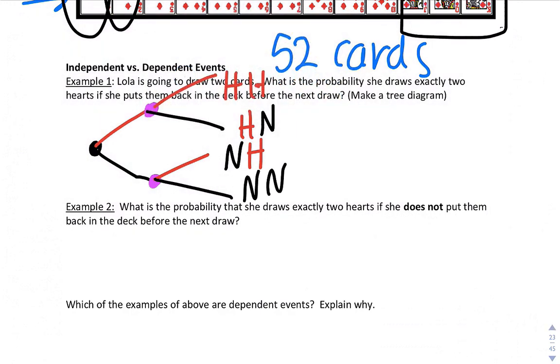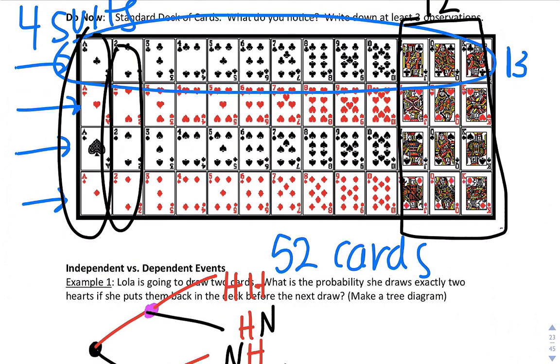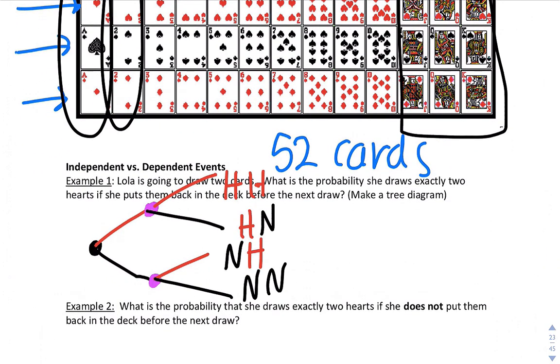And let's think about probability. So the probability that she gets a heart is, if we take a look at the hearts, there's 13 out of 52 cards that are hearts. So this would be 13 out of 52. That's also the same as 1/4. So 13 out of 52.